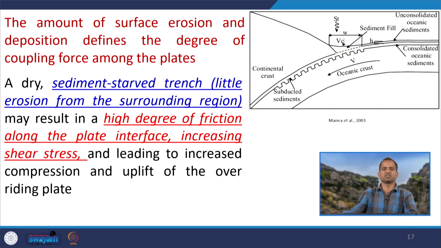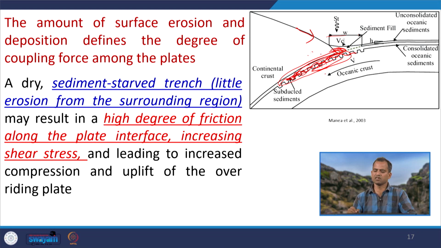The amount of surface erosion and deposition define the degree of coupling along these two plates. For example, surface erosion is occurring here and deposition is occurring here, so that means we have enough sediments. Once we have enough sediment, the sediment is going down and this uneven surface of the downgoing slab is filled, and once it is filled, there will be very steady or smooth subduction here. However, if the sediment is very less, so we have a rough surface existing, the degree of coupling between these two plates will be more.